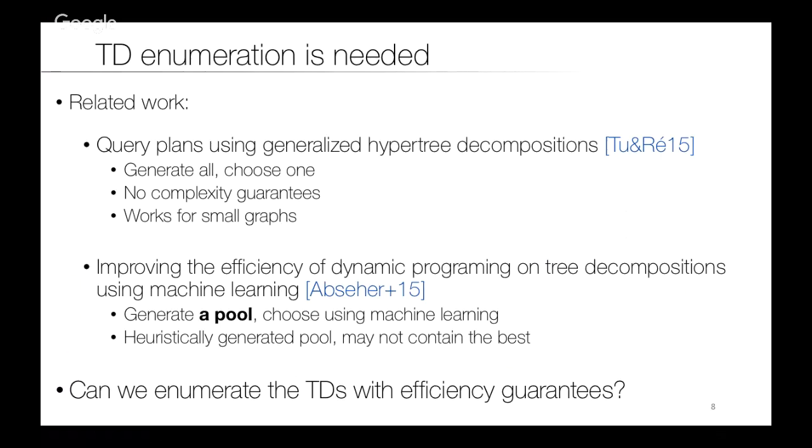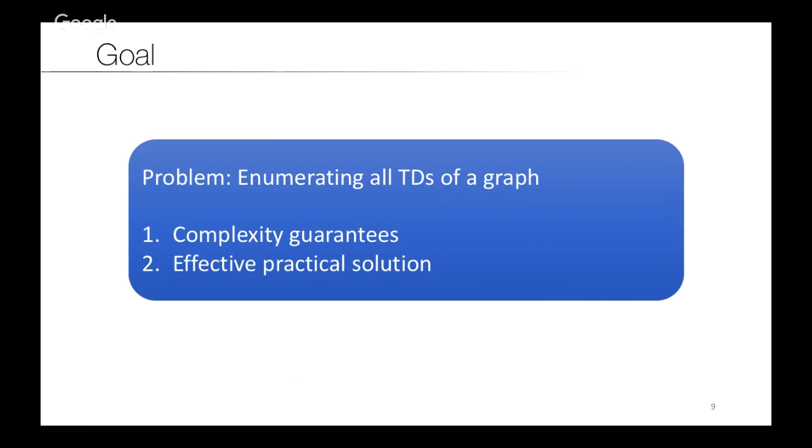Can we enumerate the tree decompositions, and can we do that with efficiency guarantees? So our goal is to enumerate all tree decompositions. We would like the solution to provide complexity guarantees, and we also want the solution to be efficient in practice.